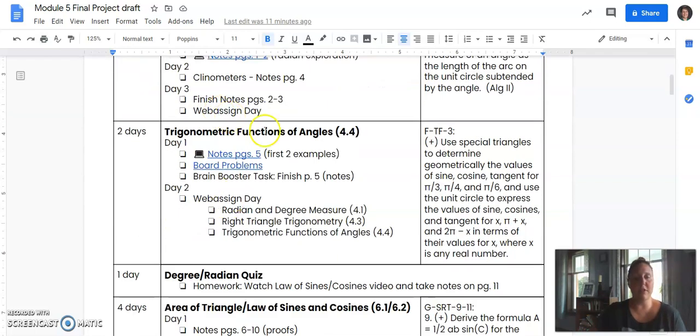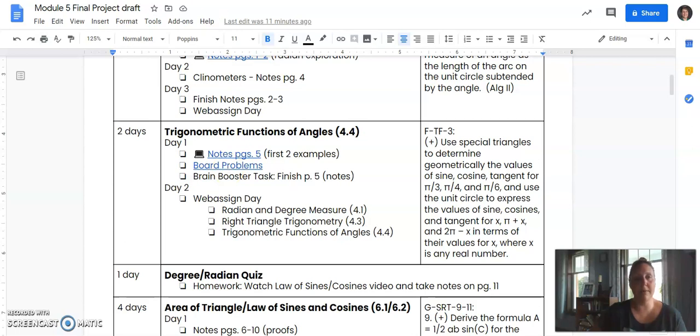This trigonometric functions of angles video right here is what I used Edpuzzle with, and I think I like it. I'm not really sure. I guess we'll see as students begin to use it, and I can use those as some formative checkpoints for me to determine where we need to go from there.